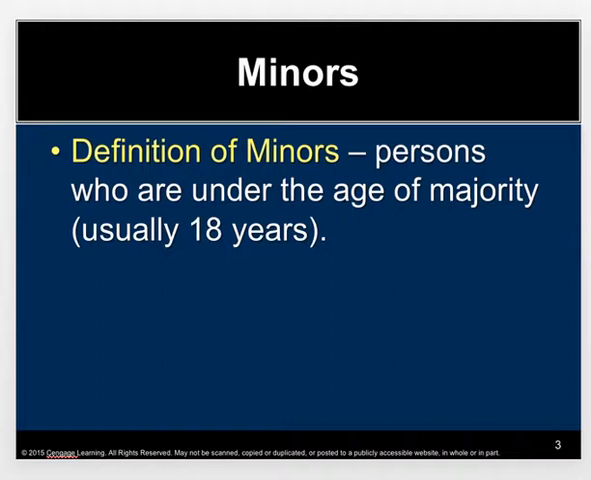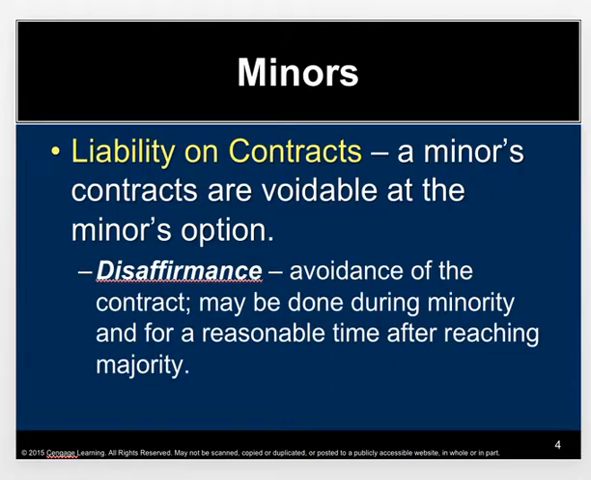A minor is simply a person who's under the age of majority, which is usually 18 years of age. So anybody in Florida in particular under the age of 18 would be considered a minor, and minors do not have the capacity to contract. So in other words, if you enter into a contract with a minor, you may or may not have a contract, and that's exactly what we're going to talk about here. So let's move on to that concept, liability on contracts.